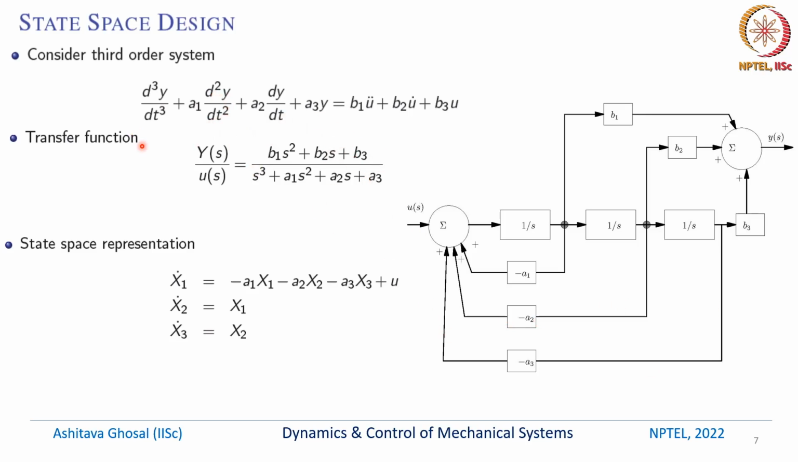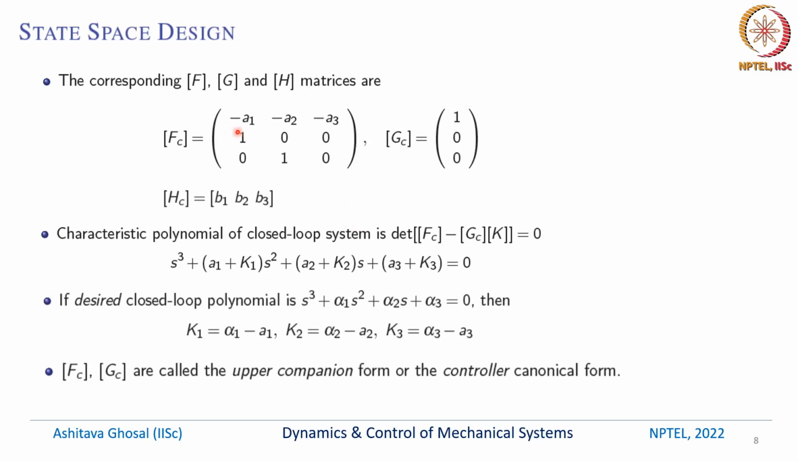So this block diagram represents basically the same transfer function. In the state space representation, we can also write x1 dot is minus a1 x1 minus a2 x2 minus a3 x3 plus u, and x2 dot is x1 and x3 dot is x2. Okay, so this is another way of writing this differential equation. So the corresponding F, G, and H matrices can be written in this form.